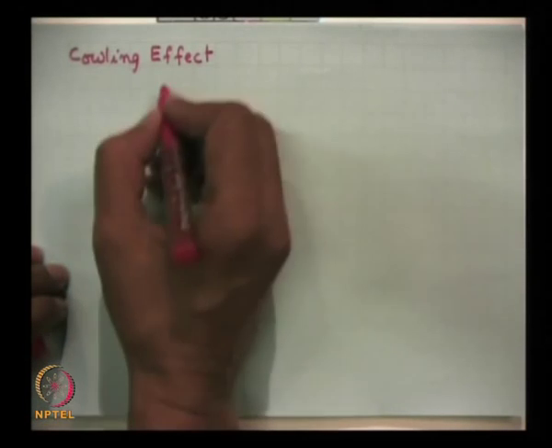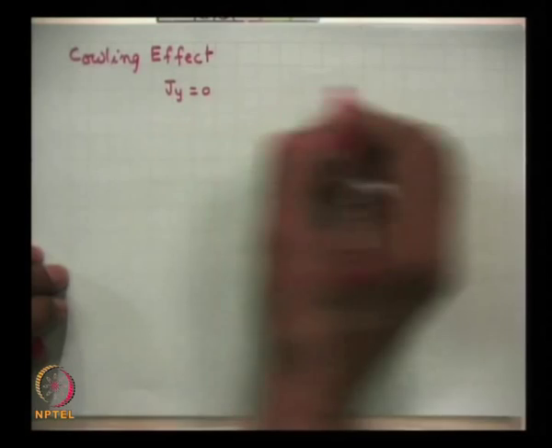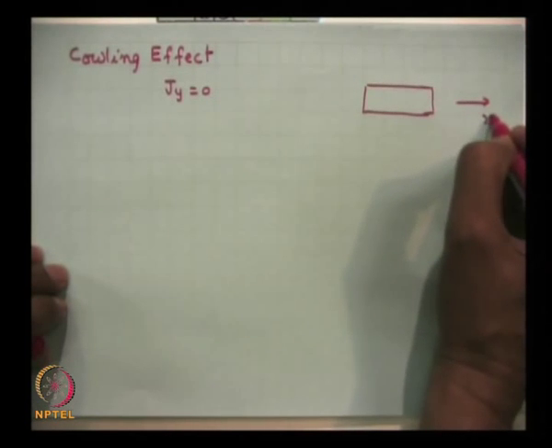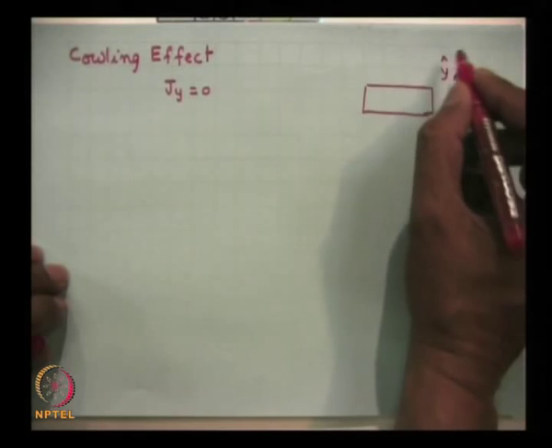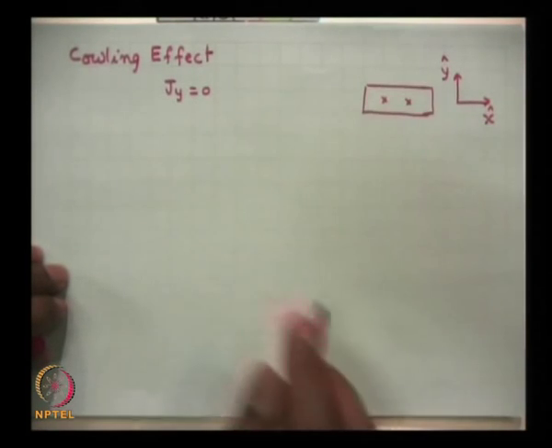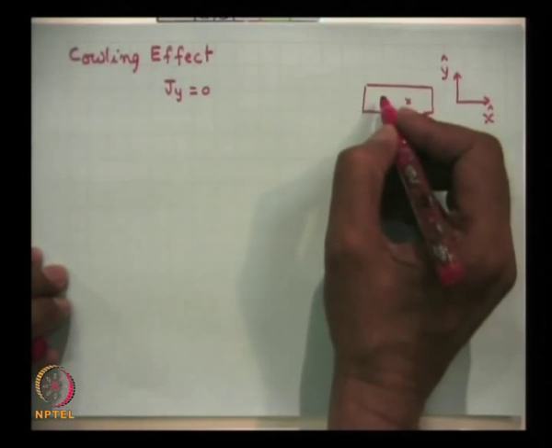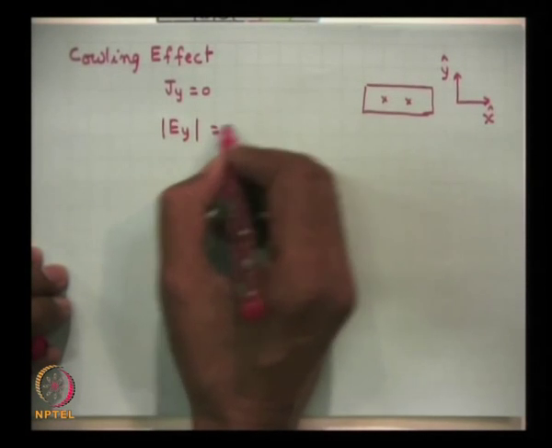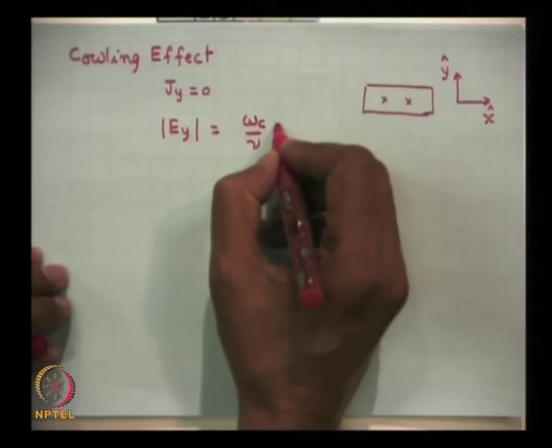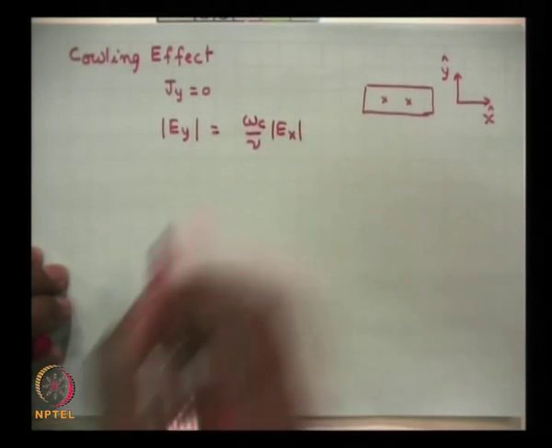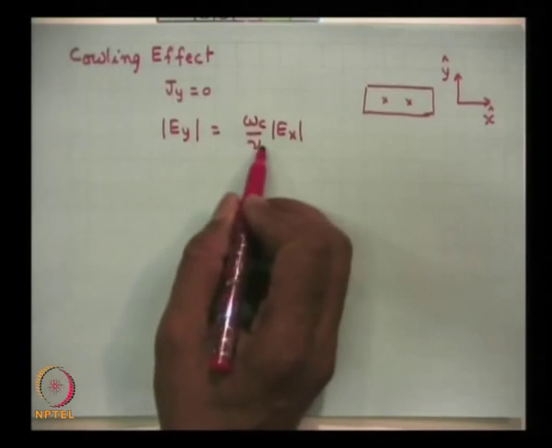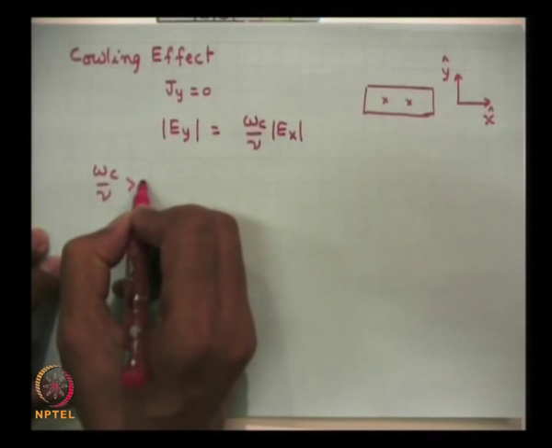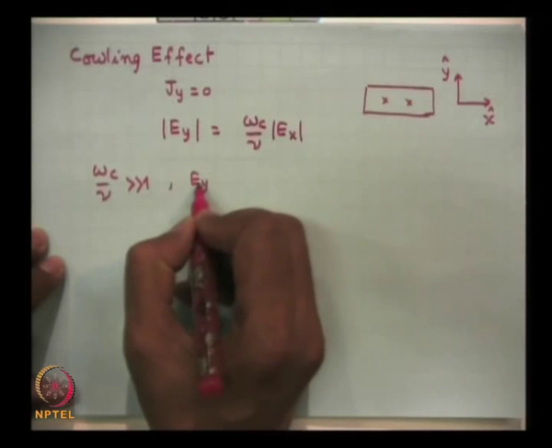He noted that if Jy is 0 in the semiconductor, I have my semiconductor here, this is my x direction, this is my y direction, and I am applying a magnetic field transverse to the plane, then I find Ey magnitude-wise is equal to omega c upon nu times Ex. And this is a strong field. If omega c is bigger than nu, then Ey could be much bigger than Ex.